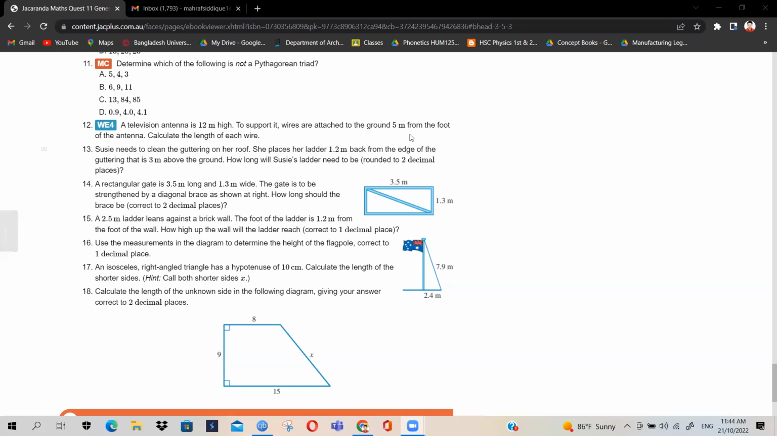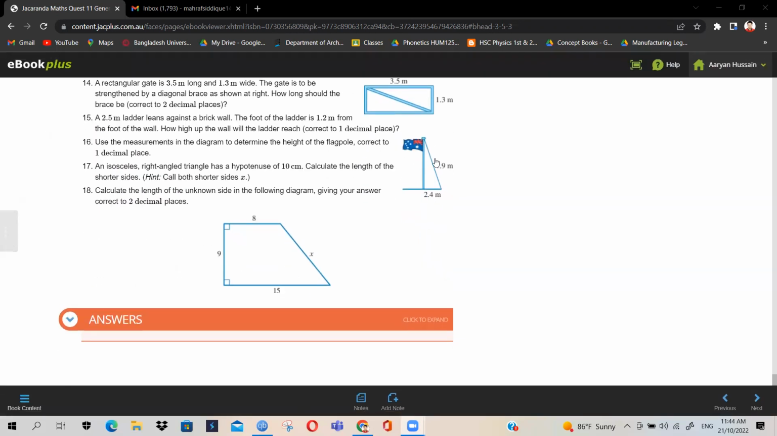Okay, this is just a simple Pythagorean theorem. You will do 3 squared minus 1.2 squared, then square root of that. A rectangular gate is 3.5 meter long and 1.3 meter wide. The gate is to be strengthened by a diagonal brace as shown. So easy as well.